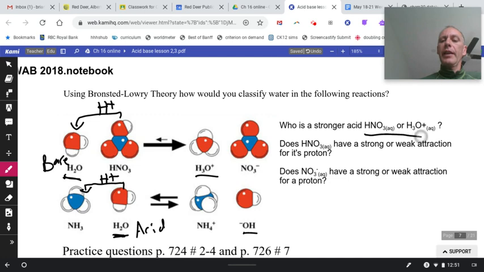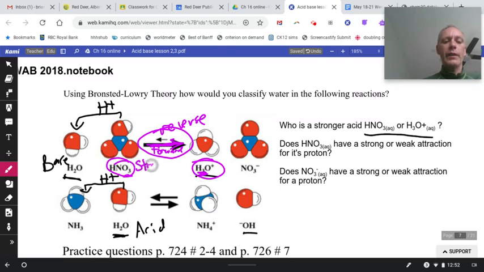Who is a stronger acid, HNO3 or H3O plus? So that's a good question. HNO3 or H3O plus? So in this reaction, they've given us arrows that show us that the forward reaction is happening at a greater rate than reverse. In other words, this reaction favors forward. So if it favors forward, which of these 2 acids is stronger? HNO3 wins the battle and moves forward. Very few of the hydronium move in reverse.